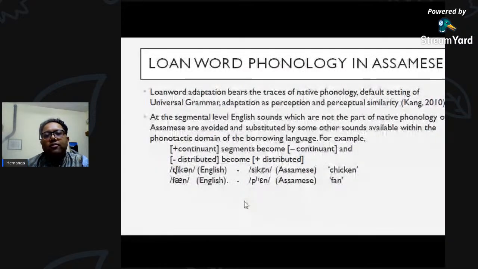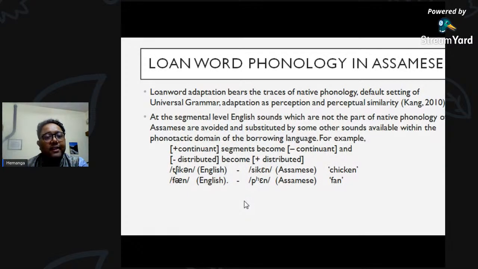Then let's see loanword phonology in Assamese. That is also a very interesting phenomenon in languages. Most of the time we borrow loanwords from different languages, and when we borrow from other foreign languages, we should remember that language is never a static phenomenon. Language always has some kind of connection with different resources in other languages.